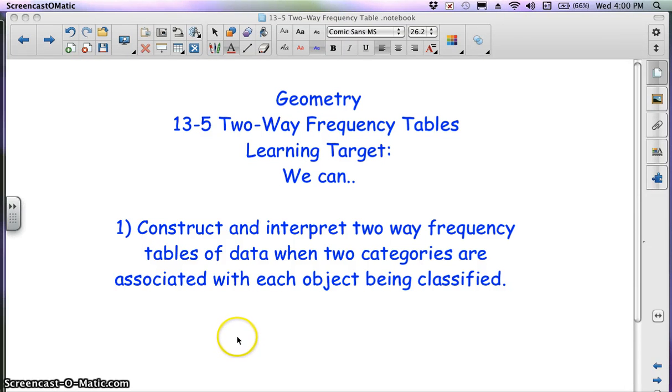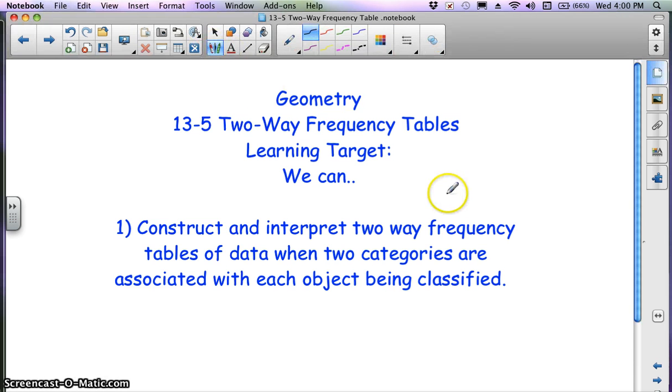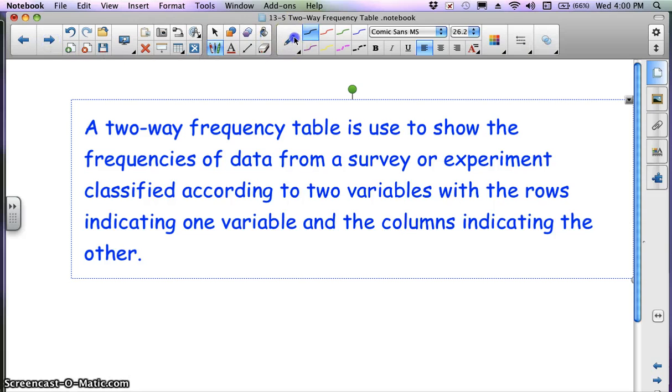Hello, geometry students. We are going to focus on two-way frequency tables. We can construct and interpret two-way frequency tables of data when two categories are associated with each object being classified. And that's two-way. So what is a two-way frequency table?